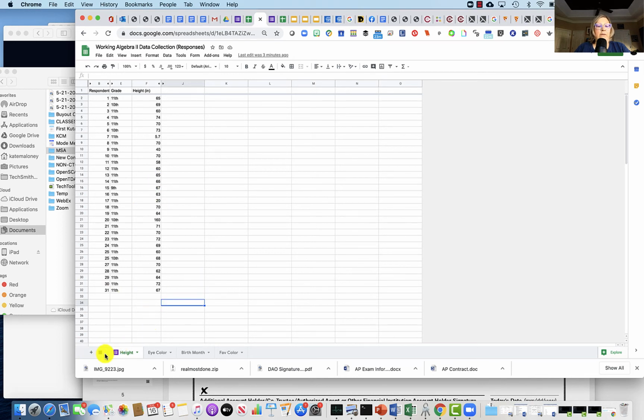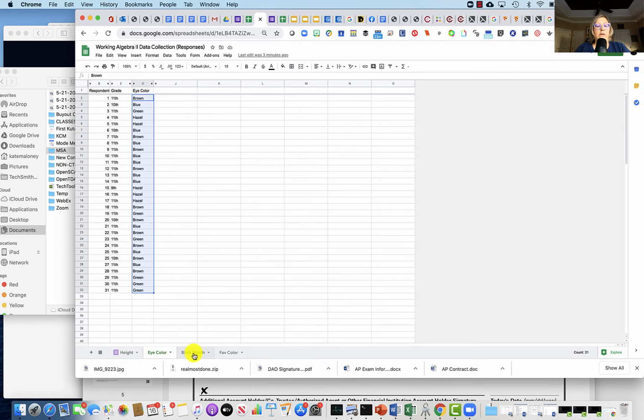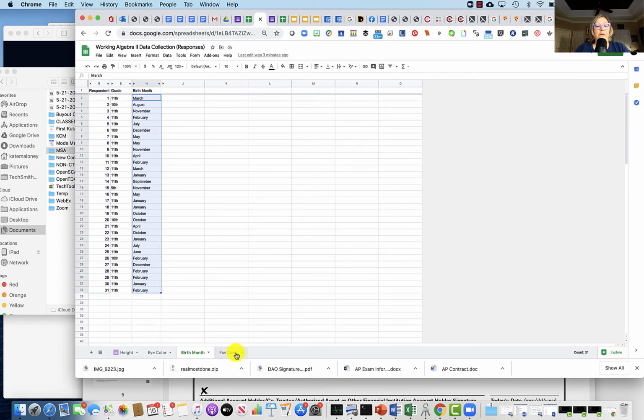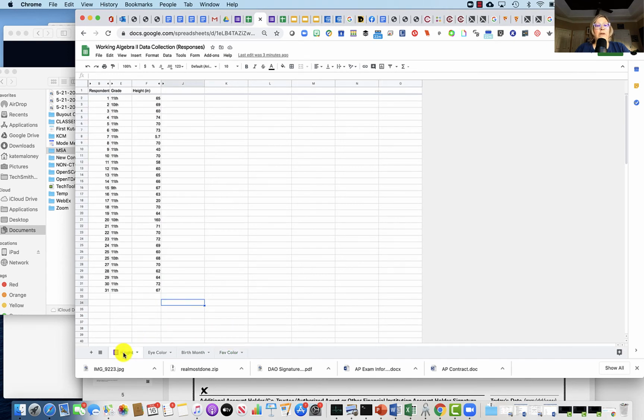And I created, if you look down here at the bottom, 4 different tabs or sheets. The first one is just so we can look cleanly at height. Next one's eye color. Next one's birth month. And the last one's favorite color. You could do this all in one sheet, but I just think it's easier to look at in general. All right, so I want to show you some things about Google Sheets.